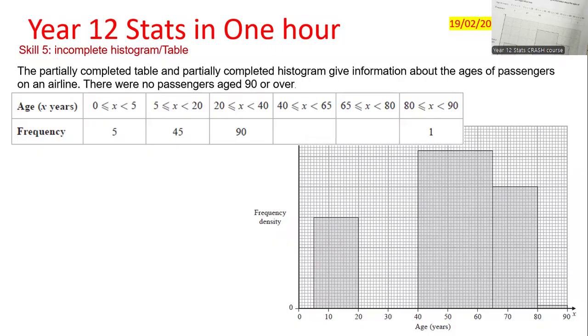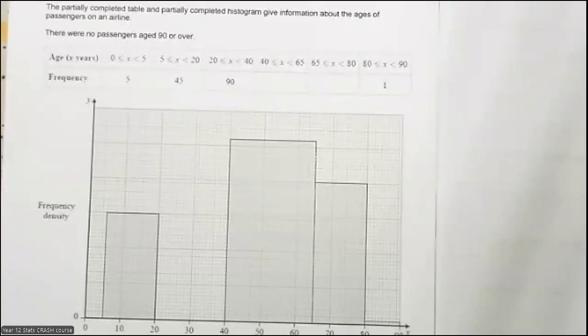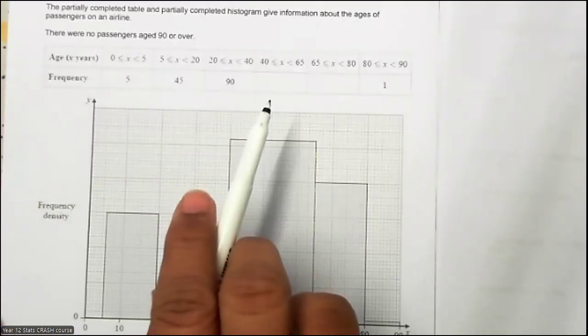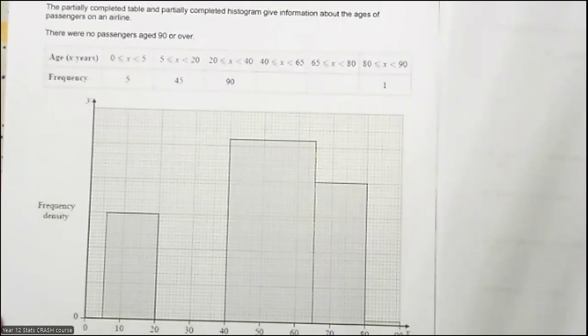So there's the question. Have a look, pause, and try and work it out yourself. Then we can see my solution. Right, in this type of question, you're looking for one interval which has the frequency as well as the bar given to you, and you use that to label our frequency density axis.